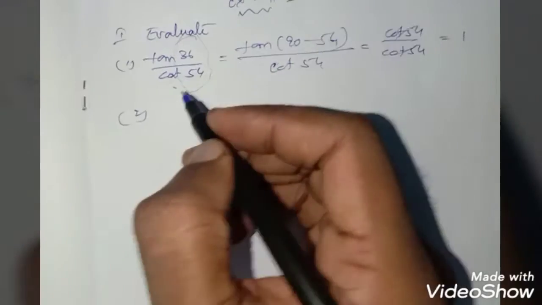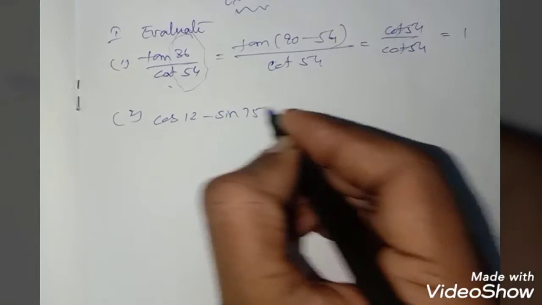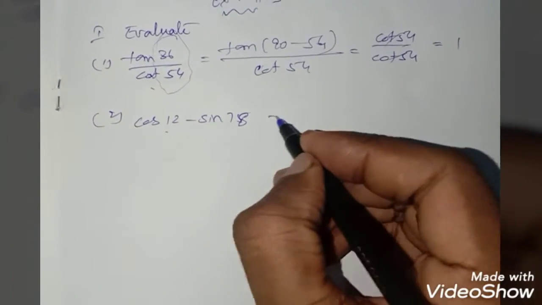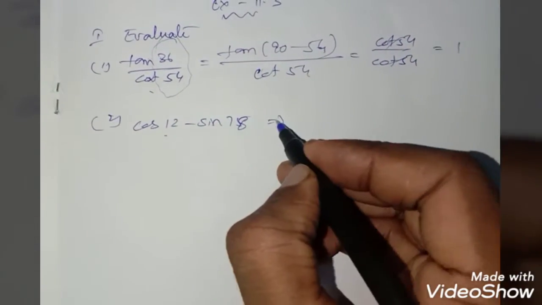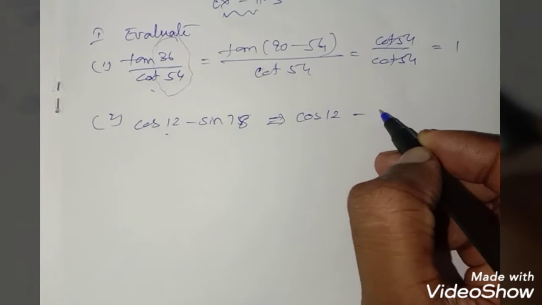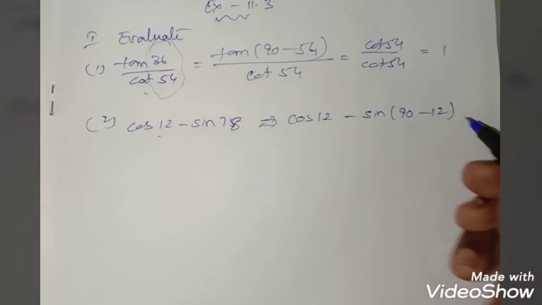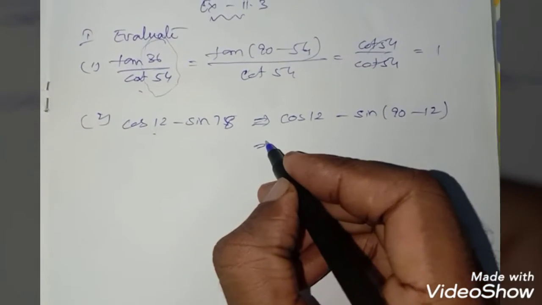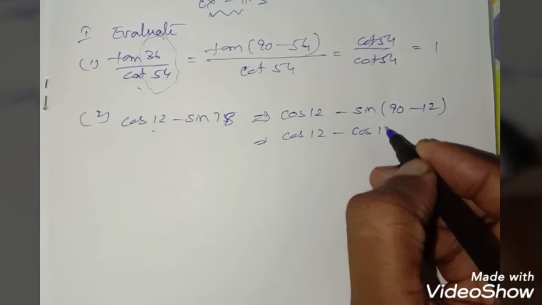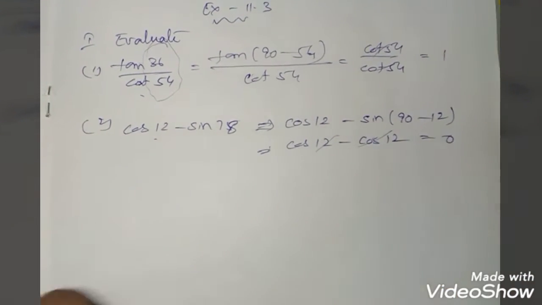So like this, if I go for the second one, that is cos 12 minus sin 78. Now 78 plus 12 is 90, so I can convert into complementary angles. I can write this as cos 12 minus sin (90 minus 12). 90 minus 12 is 78. So here I can write cos 12 minus cos 12, since sin (90 minus theta) is cos theta. Now if I cancel, you'll get 0.